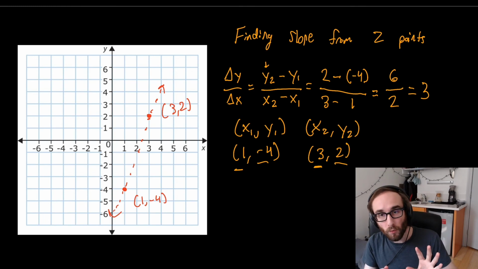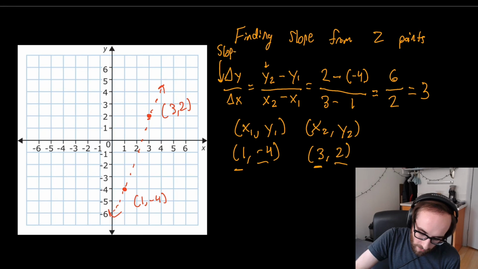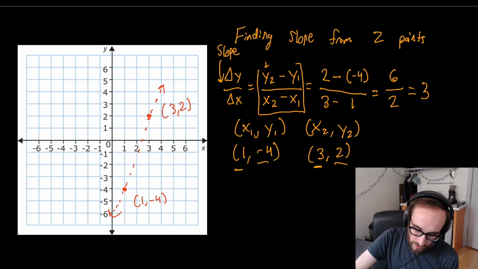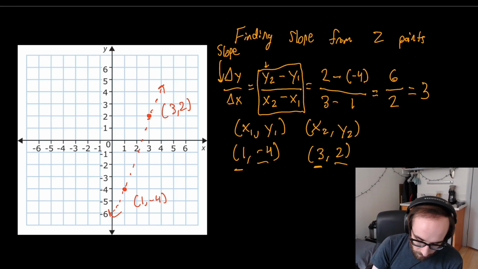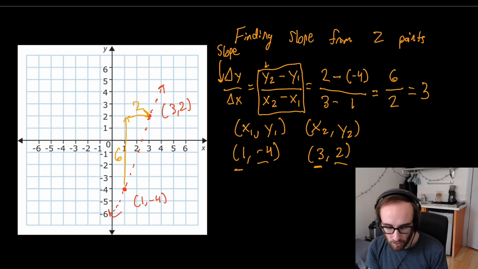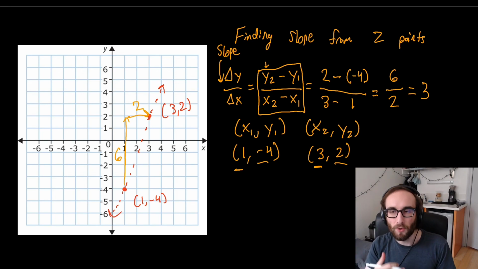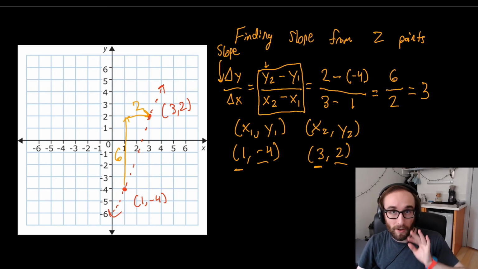So given 2 points, we can find the slope using this equation right here, using the x and y values of the 2 points. You might also notice here we go up 6 to the right 2. So up 6 over 2, 6 divided by 2 is 3. Okay, so here we looked at finding the slope of lines on a graph, and then also finding the slope of a line given 2 points on the line.